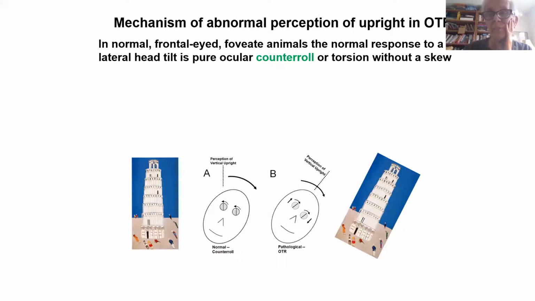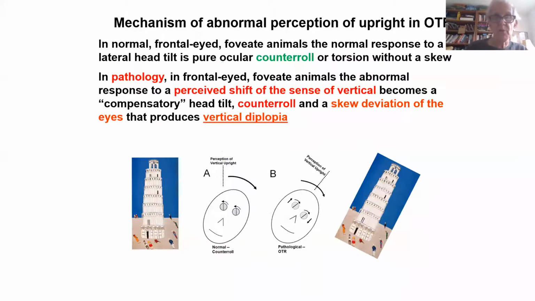Now remember, in we frontal-eyed humans, as I said, the normal response to a lateral head tilt is pure counterroll, torsion without skew. So our perception of vertical upright is maintained. We tilt our head, the eyes rotate a little bit, but we still know which way is upright.